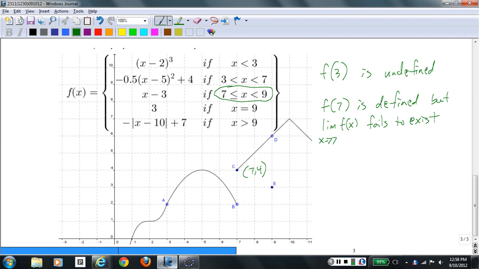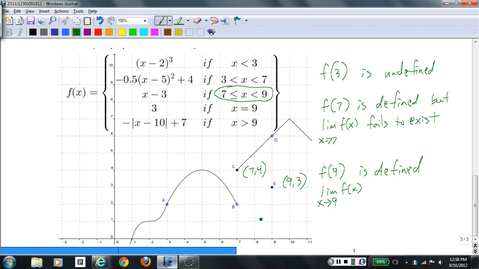So 9. Getting better, I think. Is f of 9 defined? Yes. It is, yes. What is f of 9? 3. F of 9 is 3. So f of 9 is defined. What about the limit of f of x as x approaches 9? Does it exist? Your best guess based on the picture there.